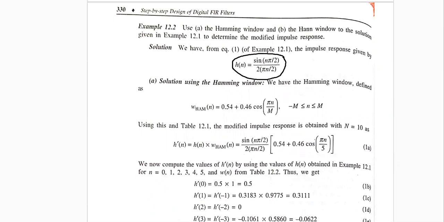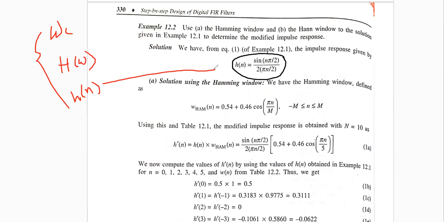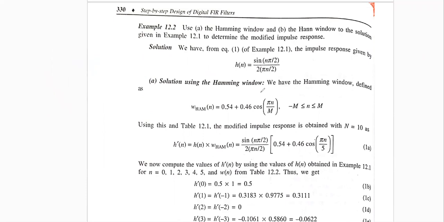For the low pass filter, we found hn is equal to this. How can we find this? First of all, we defined omega c, then we defined H(omega). From there, we defined hn. Is that clear? Yes, sir. So hn is equal to a sinc function, half of the sinc function. So up to this we have done. Now we will implement the Hamming window with this signal.